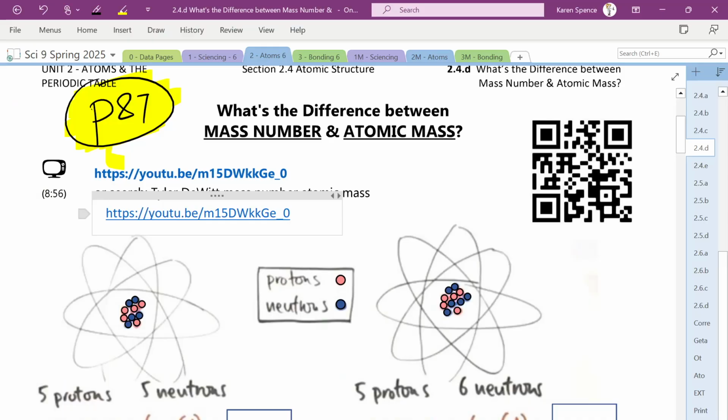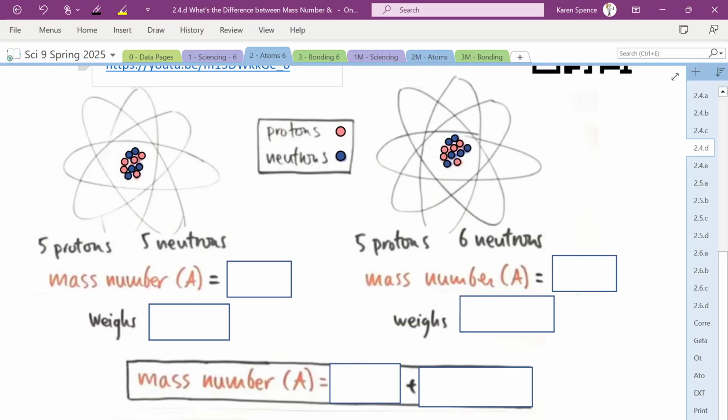So let's bop over here. Our mass number for atom A is, what's our mass number? 10. 5 plus 5 gives us 10. What's our mass number for our second atom? 11. 5 plus 6 gives us 11.